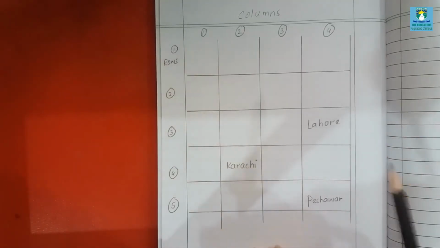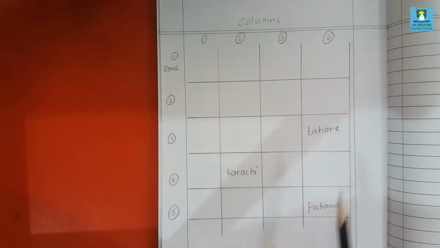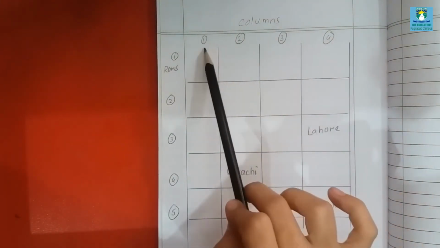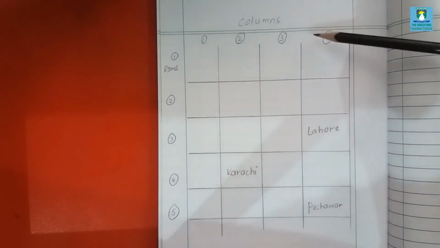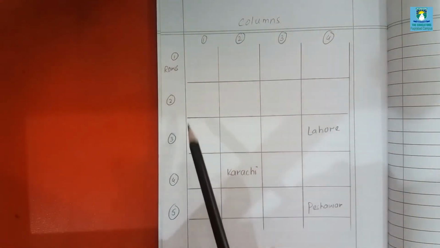Now let me show you an example. Now look at this. This is an example of grid lines. Assume that this is a map. This is a column, 4 columns. Column 1, 2, 3 and 4, going from top to bottom, and these horizontal lines are rows. Row 1, 2, 3, 4 and 5.